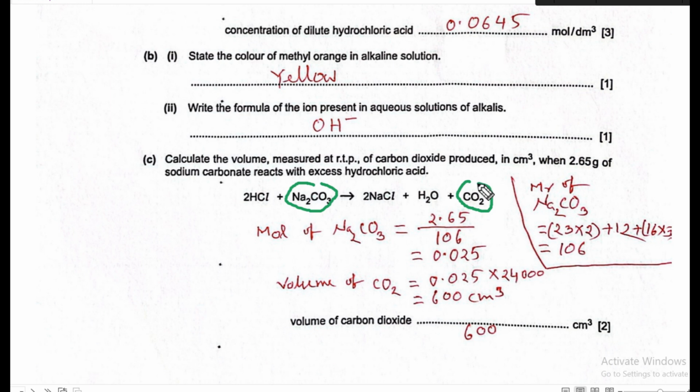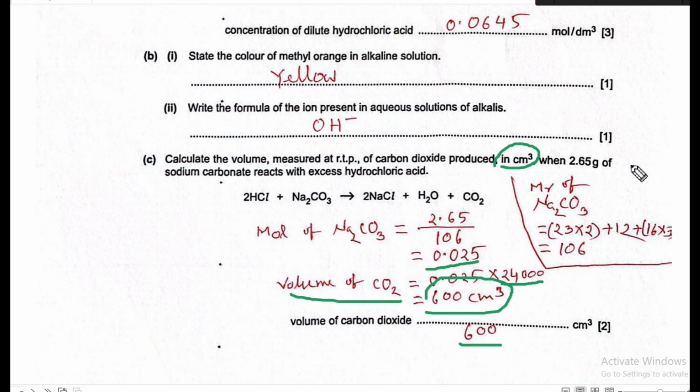And you see moles of sodium carbonate and moles of carbon dioxide are equal, I mean 1:1. So moles of sodium carbonate will be the same as moles of carbon dioxide. So moles of carbon dioxide will be the same, 0.025 mole. Now volume of carbon dioxide is number of mole times molar volume. Molar volume is 24,000 centimeter cube or 24 dm cube. But here the question is asking you to find the volume in centimeter cube. That's why volume of carbon dioxide is number of moles of carbon dioxide times molar volume. You get 600 centimeter cube. This is the answer.